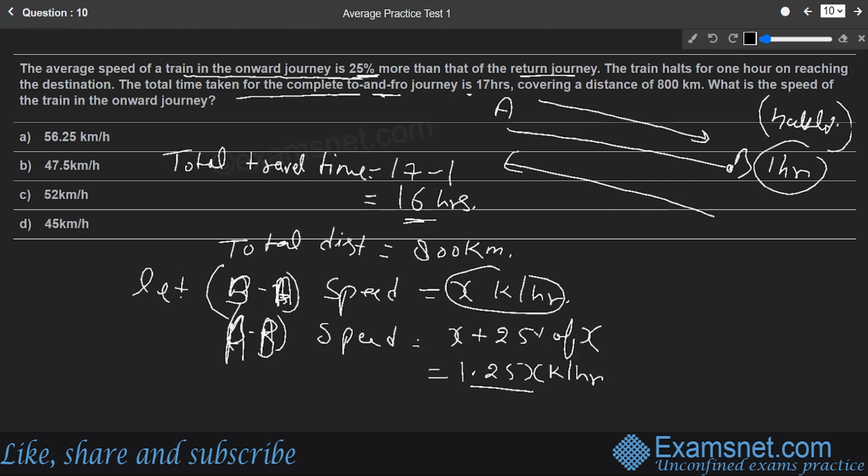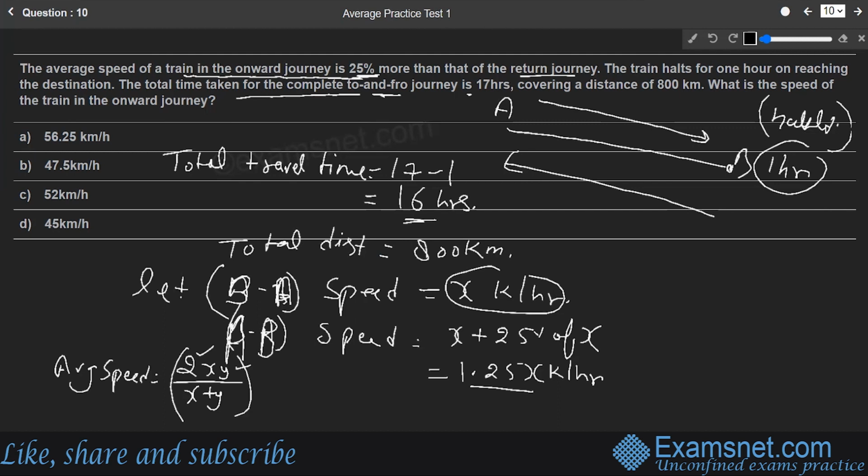Let us find out the average speed. For finding out the average speed in a to and fro journey, there is a formula. Average speed when the journey is to and fro is always calculated by 2xy over x plus y, where x is the onward journey speed and y is the return journey speed. We never calculate the average speed of two journeys as x plus y by 2. It's not going to be the mean. It is always going to be the formula 2xy over x plus y.